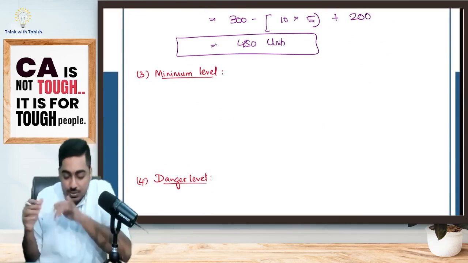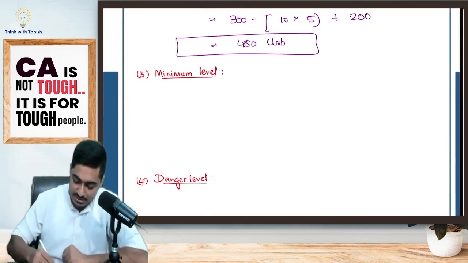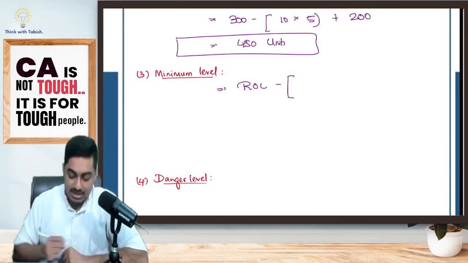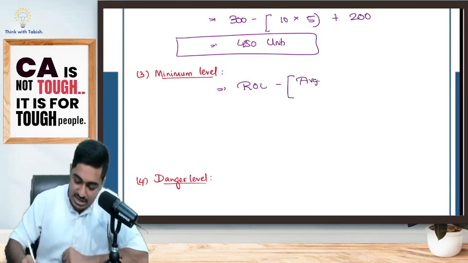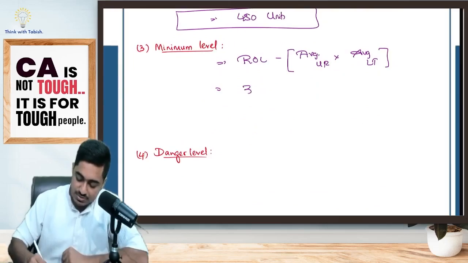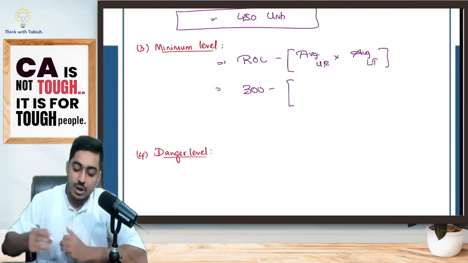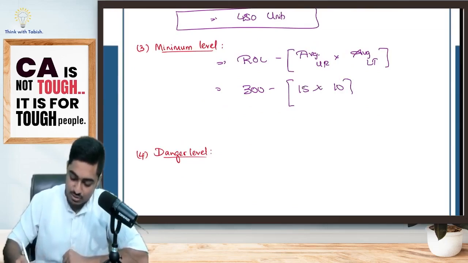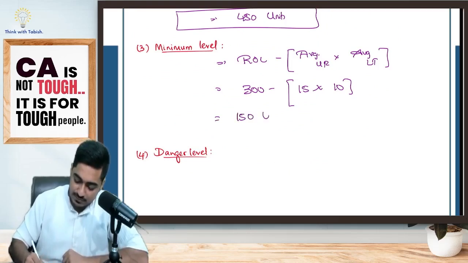Third one is minimum level. On an average, how much minimum quantity should I be having? Again, when am I placing the order? When I'm having reorder level, minus average usage rate into average lead time. Reorder is 300 units when I've placed the order. On an average, daily how much quantity will go? 15 units into, on an average, in how many days will I get it? 10 days. So 150 is gone, and I'll be left with 150 units.